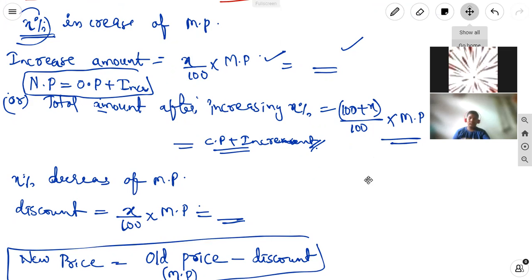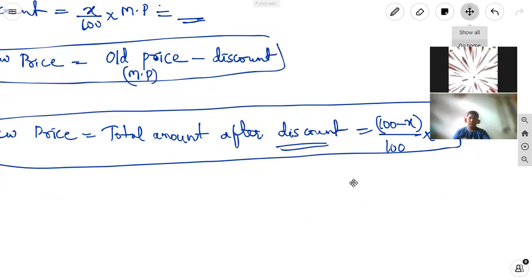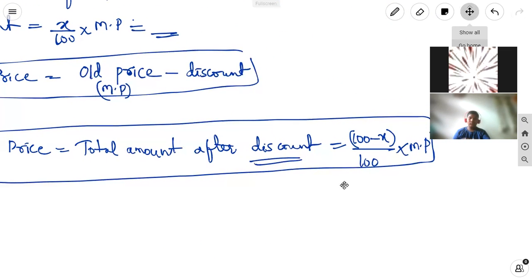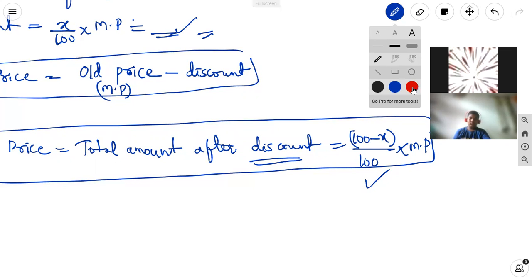Directly in the second form we get the new price. After discounting, how much we have to pay, that price we get directly from this formula, instead of first getting the discount amount and subtracting it from the market price. That is the rule. Now we discuss some problems.